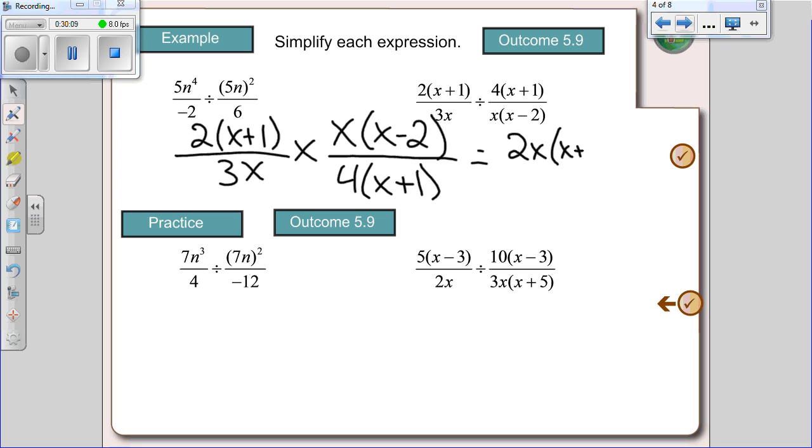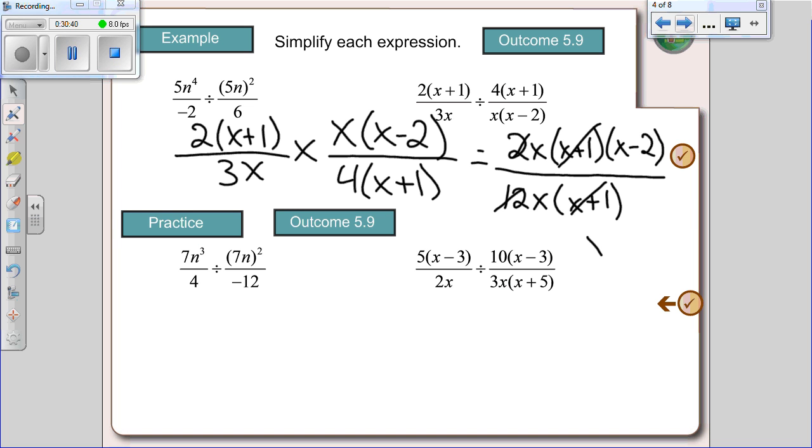All I'm doing is multiplying coefficients by coefficients, variables by variables. This is when you can start canceling things out. 2 will cancel with this 12 to become 1 over 6. The x plus 1s will cancel out completely. The x minus 2 is going to be left by itself. So your answer would be x minus 2 divided by 6, because 2 divided by 12 is 1 over 6.